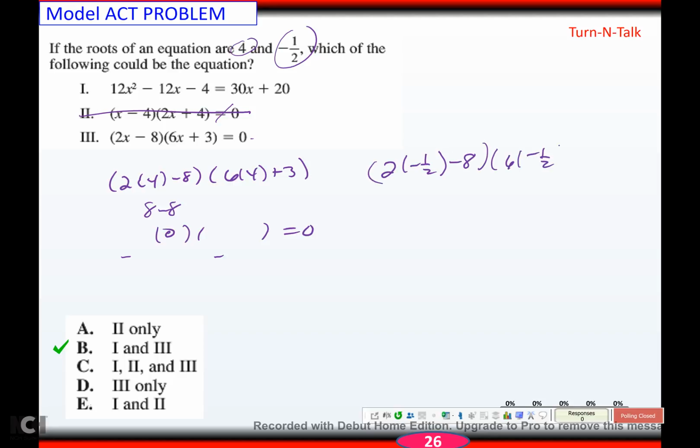Try the 1/2: 2 times negative 1/2 minus 8, times 6 times negative 1/2 plus 3. Let's see, negative half of 2 is negative 1, minus 8 would be negative 9. Negative half of 6 would be negative 3, plus 3 would be 0. Anything times 0 is 0, so that works. They both worked there, which means 1 and 3 are true, and the others are all false.